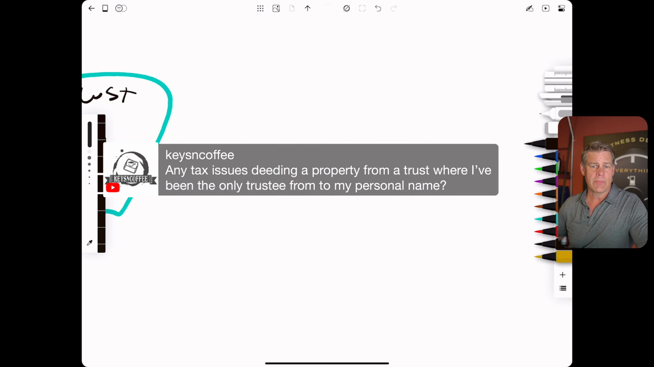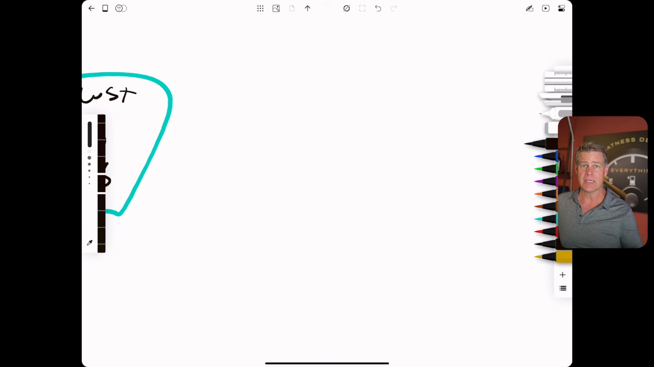Any tax issues deeding a property from a trust where I've been the only trustee into my personal name? Generally, no. But I have to cover myself on this one. It really depends on where you live in the county, and I don't know all of those. We have a deed department that looks into that to make sure it is an exempt transfer. The last thing I want is for you to get hit with a transfer tax or a reassessment. But generally speaking, it's not going to result in either. From a federal tax standpoint, if it's a grantor trust, it's not an issue.